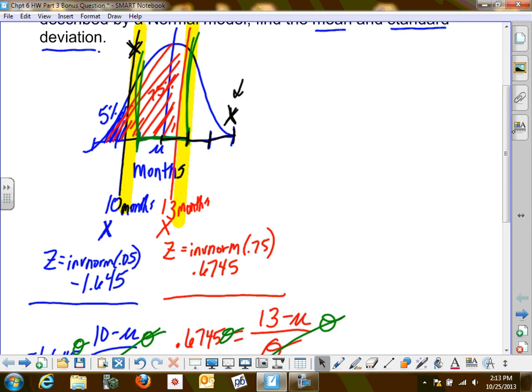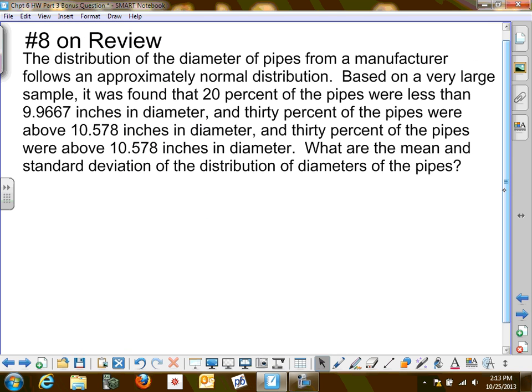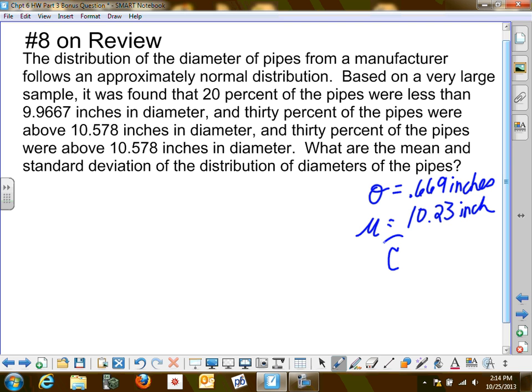Okay, so now that is finished, what I want you to do is take a look at your number 8 that you did on the review. If you were comfortable with that and you got that correct, you got a standard deviation of 0.669 inches and a mean of 10.23 something inches. So you ended up getting answer C.